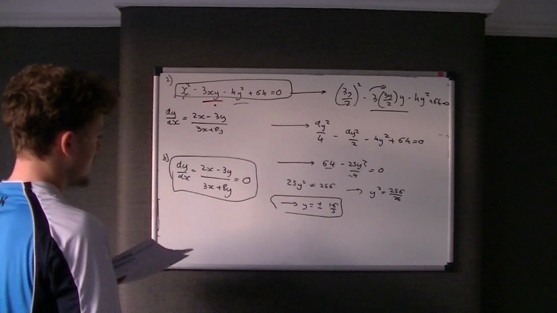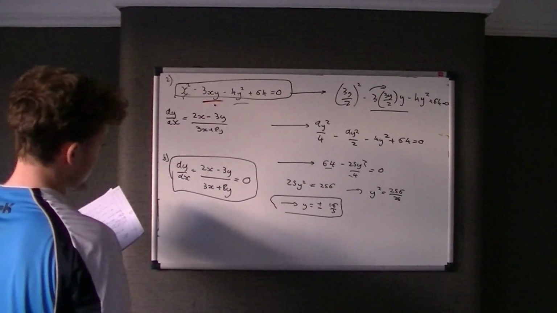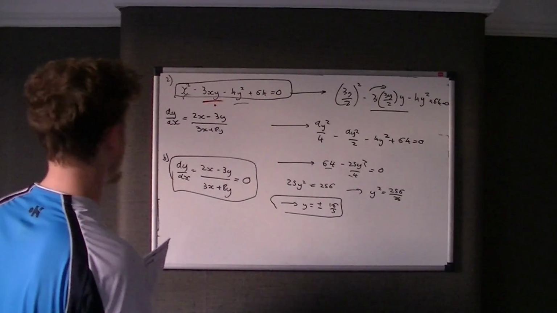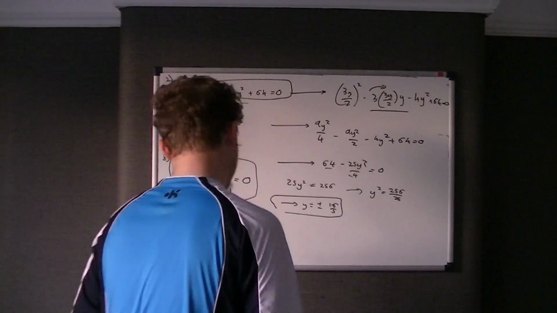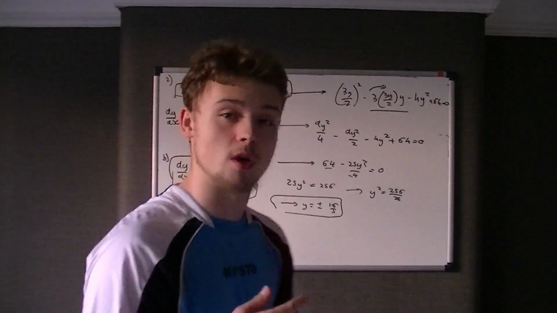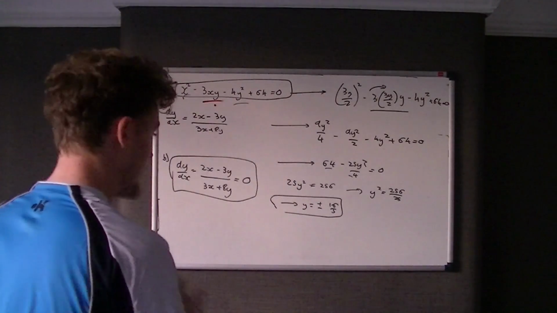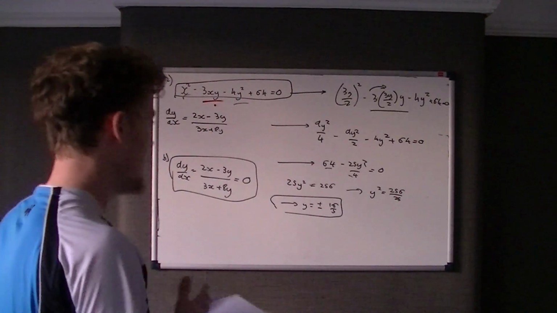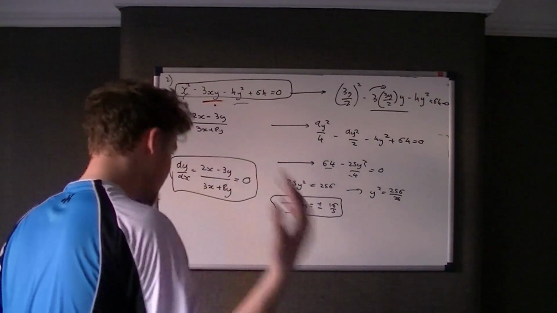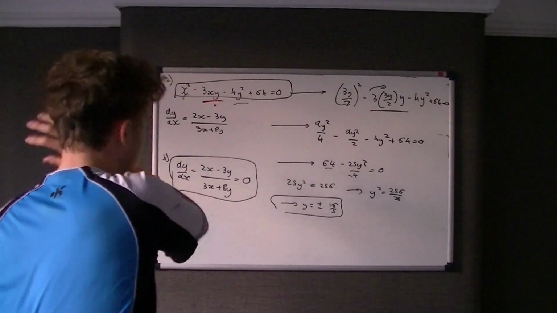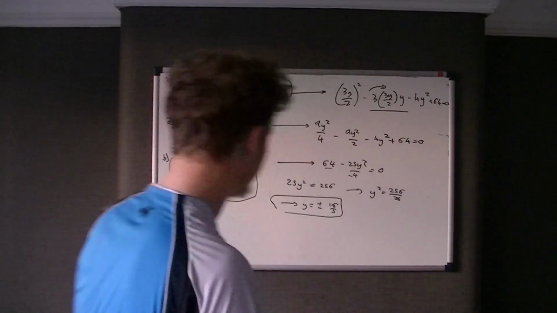Now, actually, I don't see why you couldn't sub it into the gradient function. If you want to have a go at subbing y to be positive 16 fifths and negative 16 fifths into this gradient equation and finding x, then please do, because hopefully it should give you the same answer. But I would advise not to do that, because you've got a value for y, to find a corresponding value for x, sub it into the original equation of the curve.